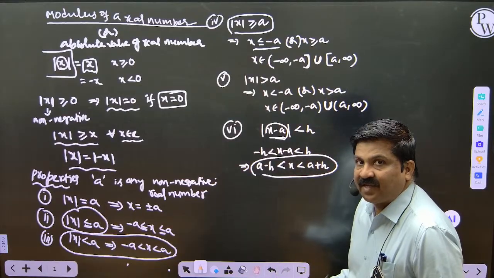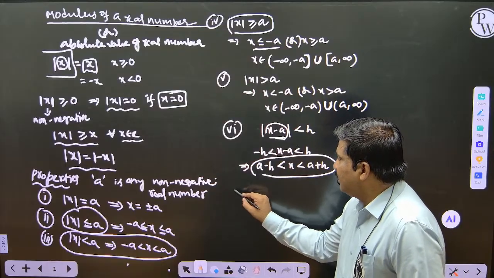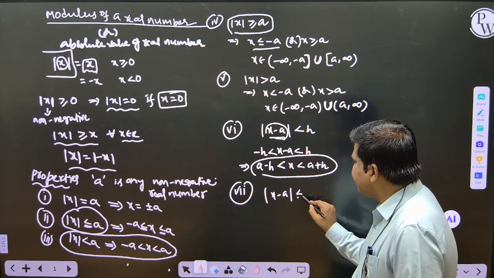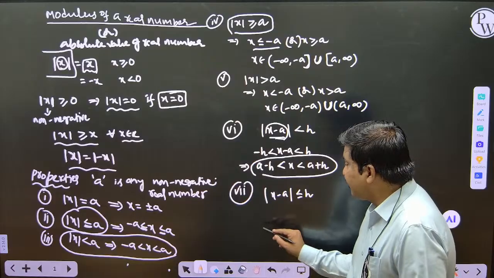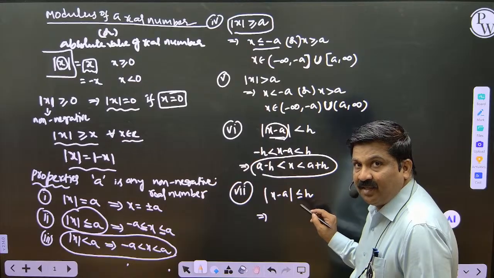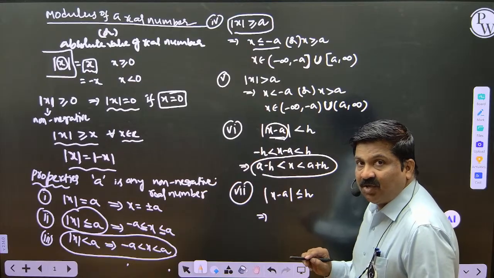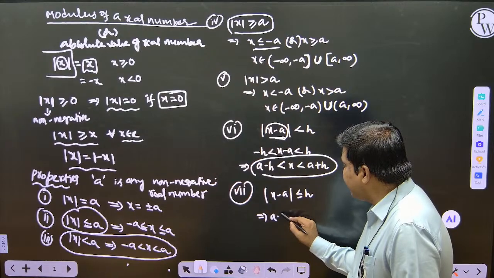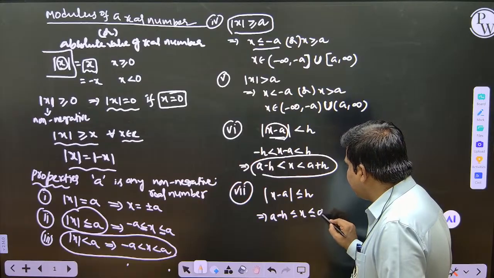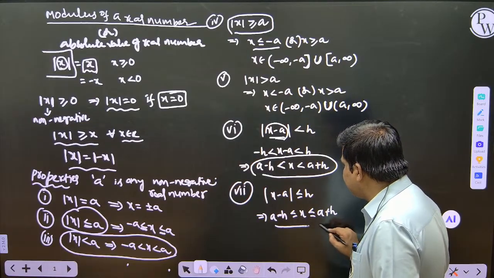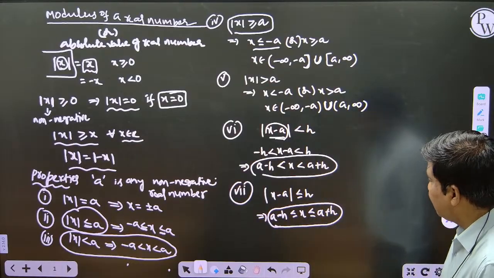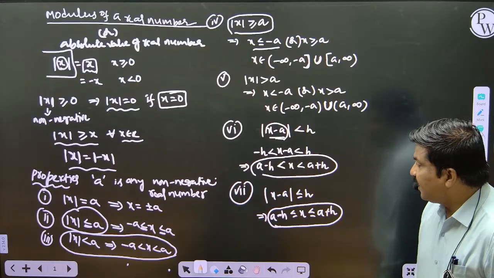Whenever modulus of x minus A is less than h, this is the result. For example, if modulus of x minus A is less than or equal to h, then what happened here? Here equality holds, or not? Here equality holds. That's why I can take A minus h less than or equal to x less than or equal to A plus h.